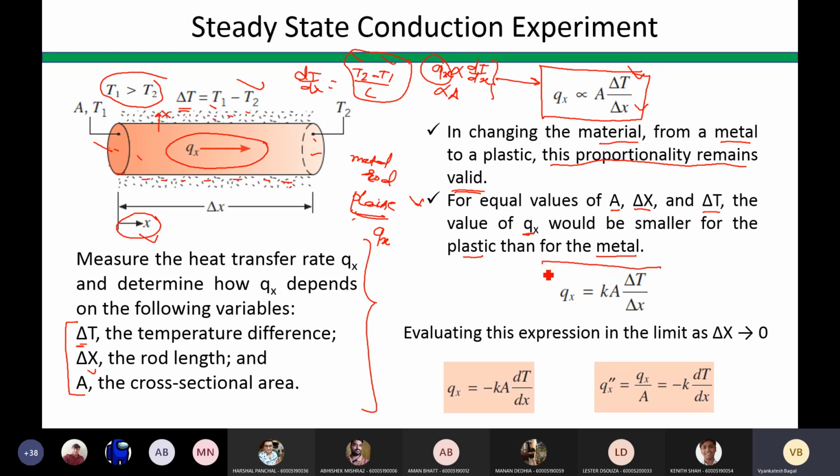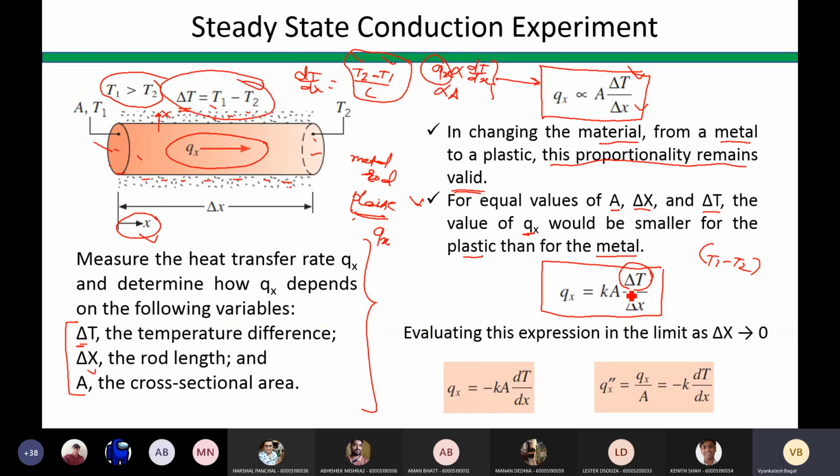Now note down this expression. Qx is K delta T by delta X. Now again I am writing this in absolute terms, that's why the minus sign is not written here. Qx is K delta T by delta X. So this delta T I am directly writing as T1 minus T2. That's why this minus sign is not written here. I already talked about this. Correct? So when you are writing it in terms of delta, that's fine. But when you are writing it in terms of the differential, then the minus sign is there.